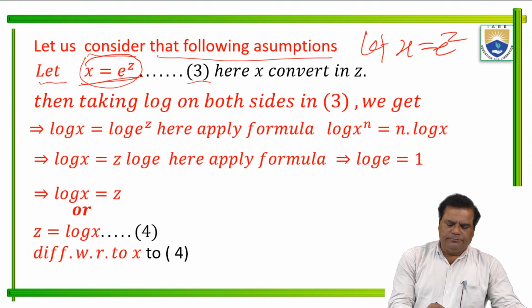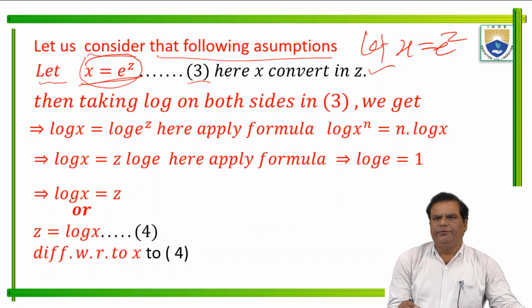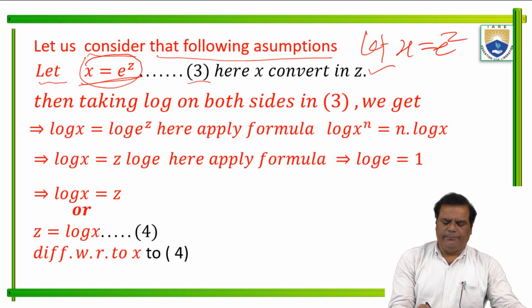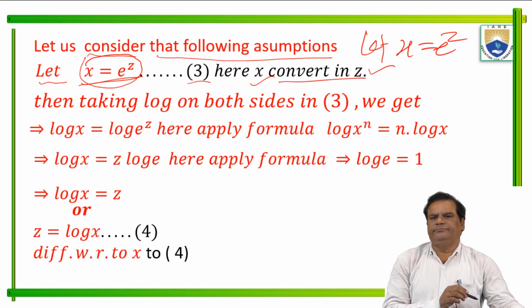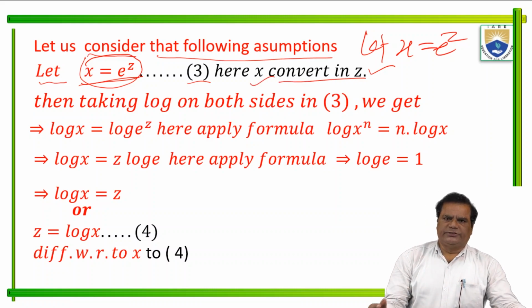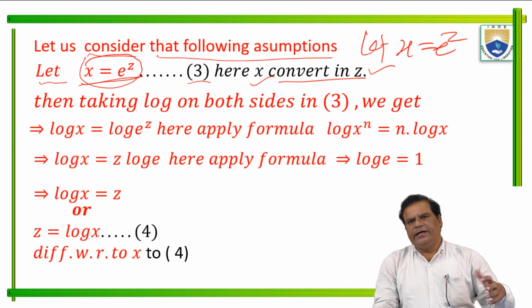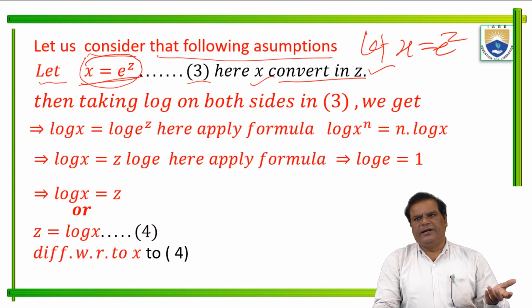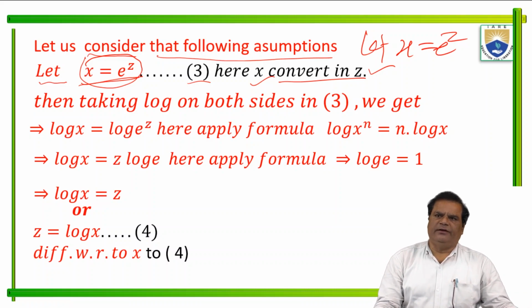So this is equation 3. Here x is converting to z. We want to change the variable x to z. That process, in which we change the independent variable x to z, is known as a change of variable. This is a very famous method, change of variable.